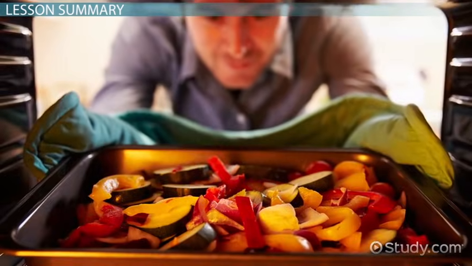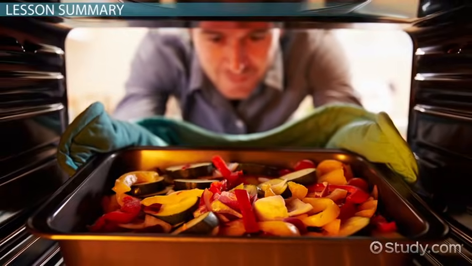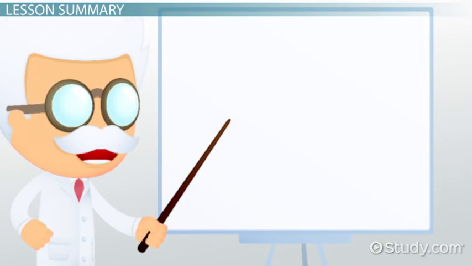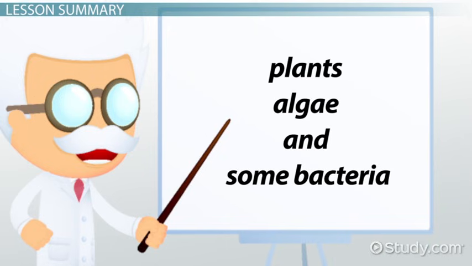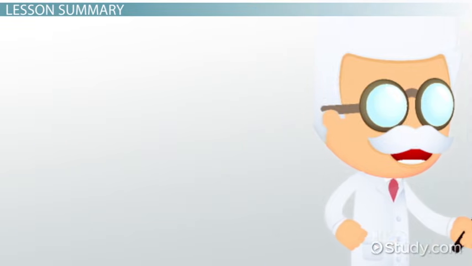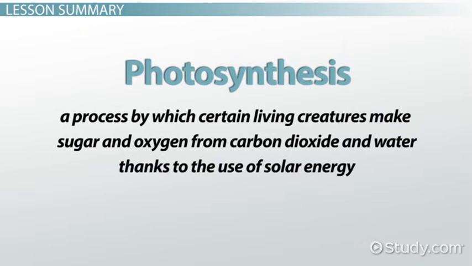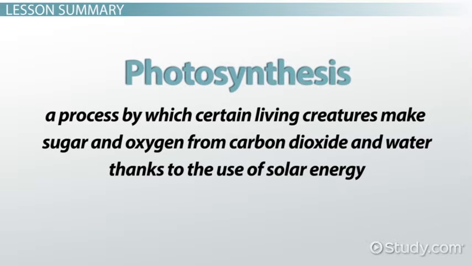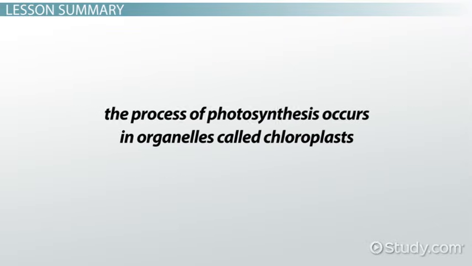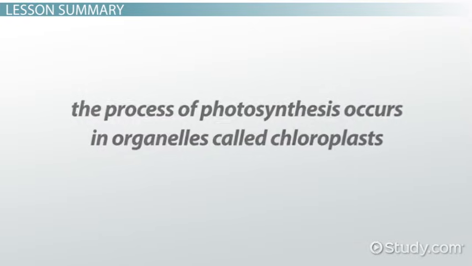I highly doubt you use photosynthesis or chemosynthesis to make your food, but maybe I'm wrong. What I do know is that plants, algae, and even some bacteria utilize photosynthesis to the same end. Photosynthesis is a process by which certain living creatures make sugar and oxygen from carbon dioxide and water thanks to the use of solar energy. In plants and algae, the process of photosynthesis occurs in organelles called chloroplasts.